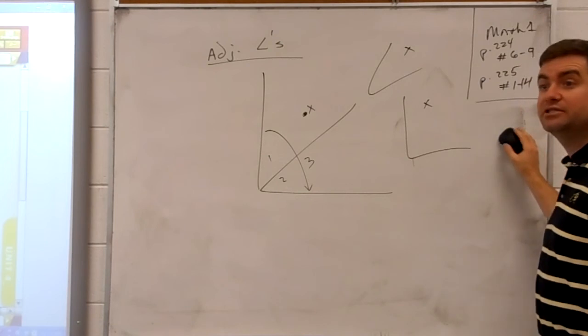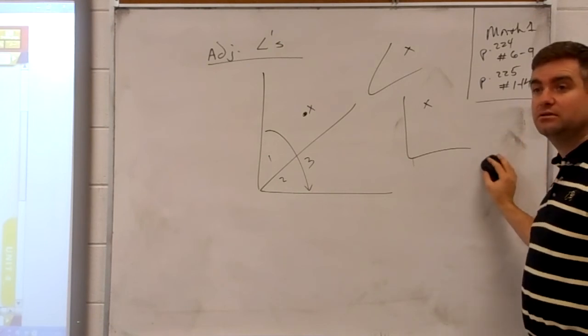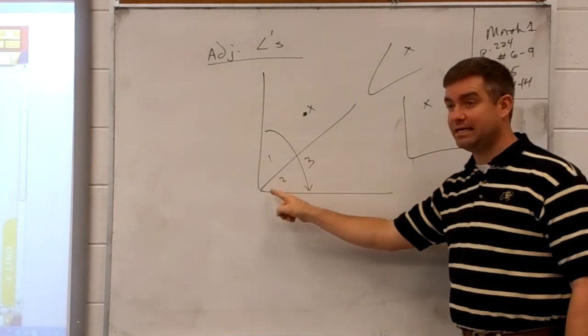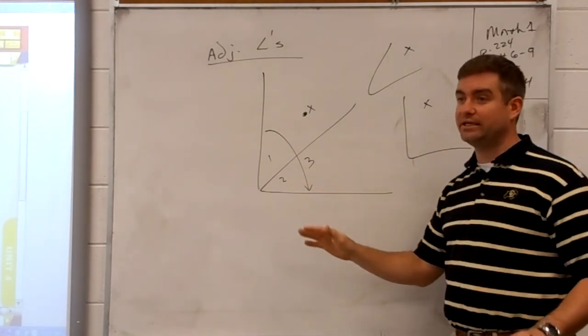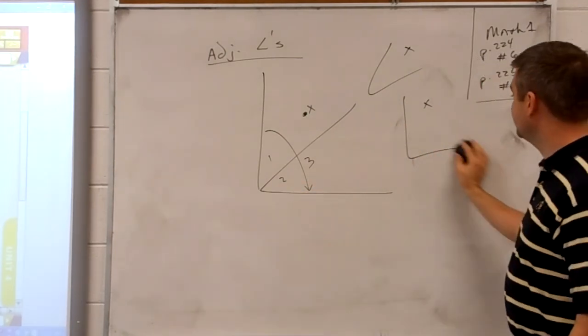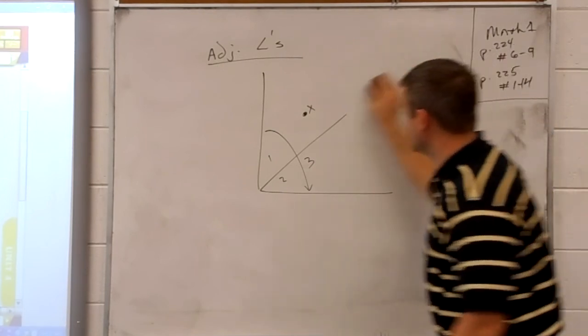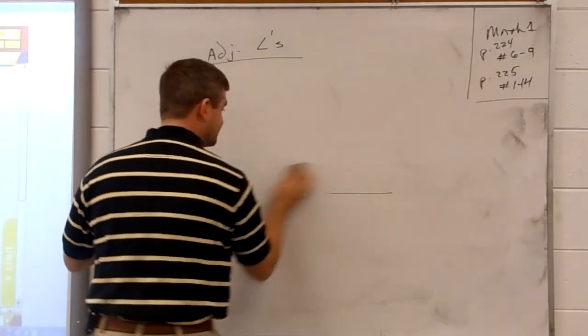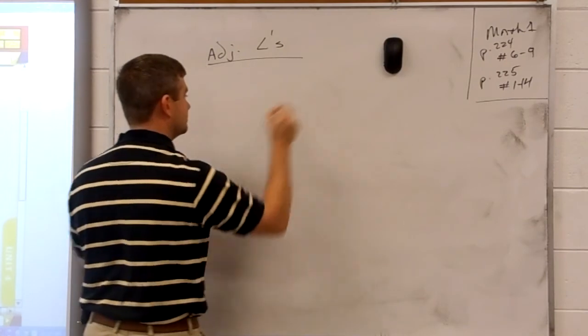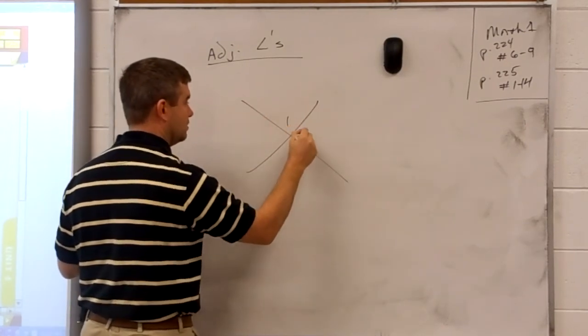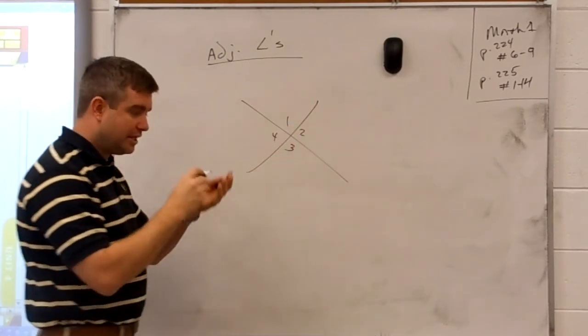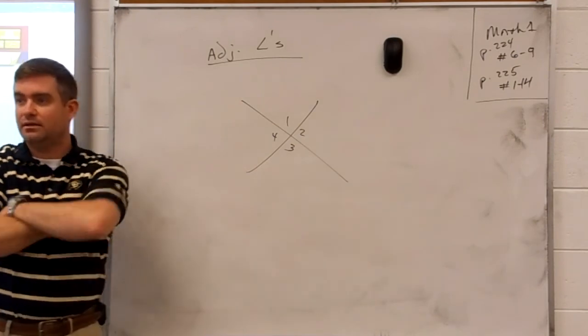Good question. Anybody else? Nash? Adjacent angles can't have anything in common. They can have the side in common, but they can't have any points in common. Okay? All right. So let's do one more example. You tell me which angles are adjacent.